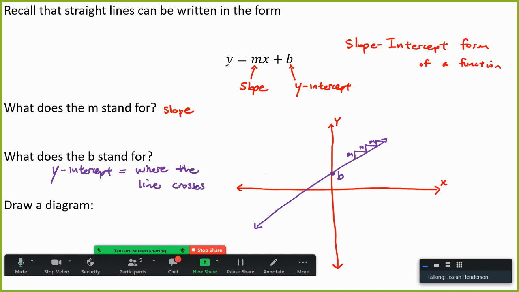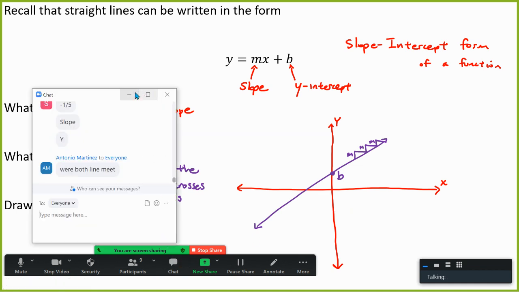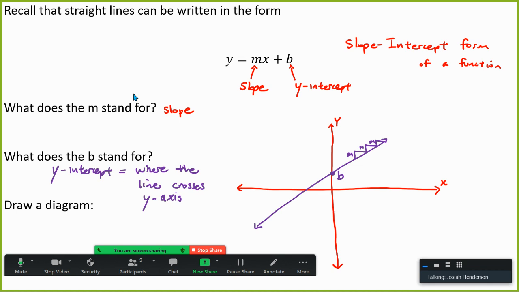We don't really care too much about the x-axis usually. It can be useful, but we use the y-axis crossing all the time. Where the line crosses the y-axis, okay? So we're going to rely on this slope-intercept form, y equals mx plus b, for our functions, our straight lines. In the chat. Good. Specifically, Antonio, it's where our function line, the purple line, is meeting the y-axis.